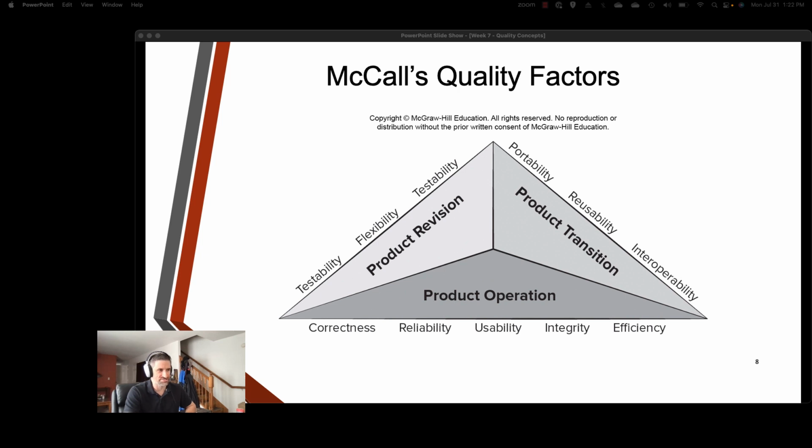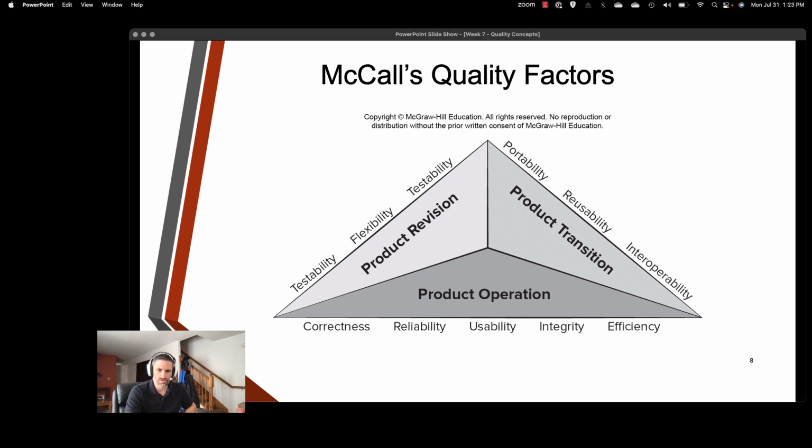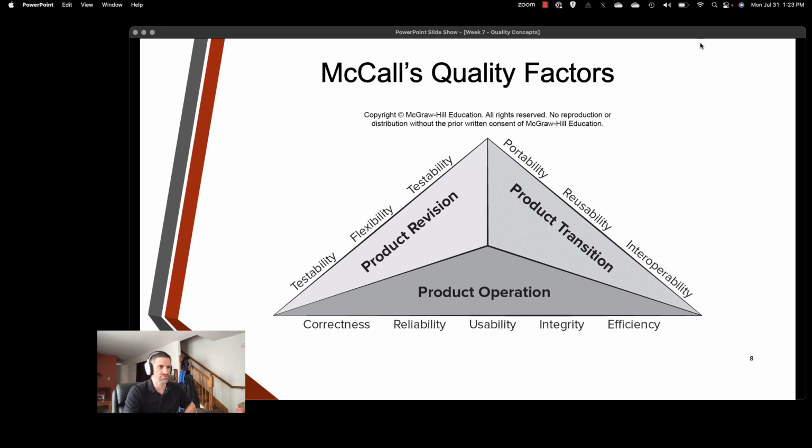Finally, for product transition, we have portability, which means the software can be transferred or ported to new platforms so that it can be reused in other applications. That's also reusability, and we don't have to have significant modifications around these. And interoperability means the software can seamlessly interact and operate with other systems and components, enabling smooth data exchange and integration.